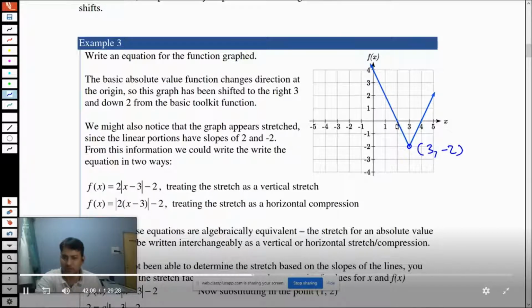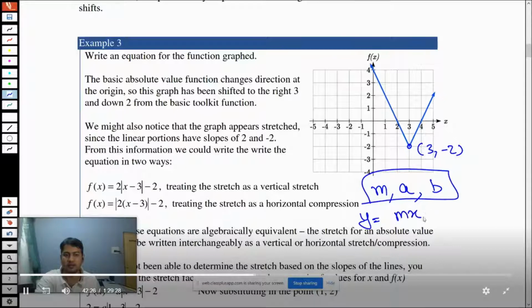There are three elements to any modulus function. First is slope, then is its left or right shift. So shift along the x-axis, let me call it a, and then shift along the y-axis, that is b. So given these three parameters, you get y equals m mod of x minus a, plus b. Okay, so shift a units to the right and b units up. So that would be m mod of x minus a, plus b.